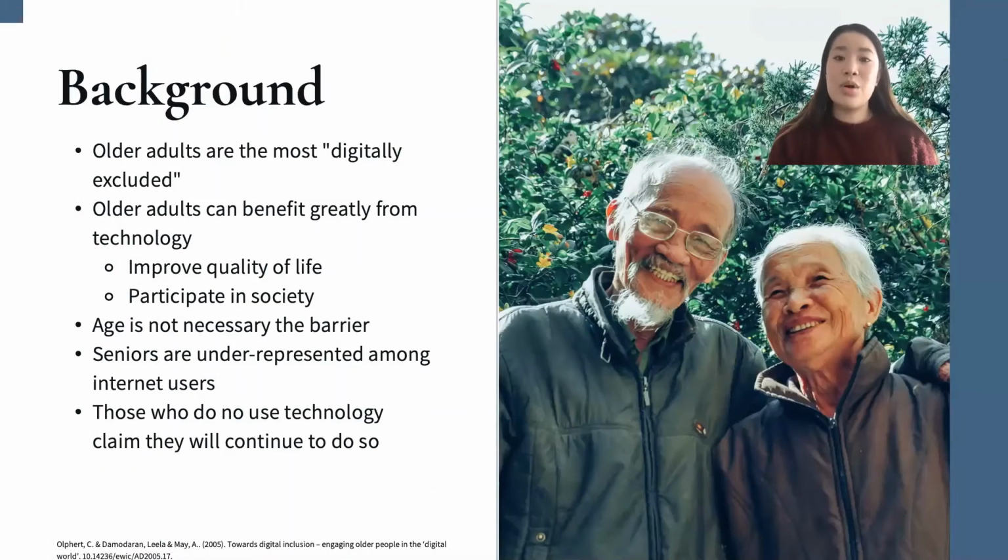To start off, older adults are one of the most digitally excluded populations, despite the fact that technology can be really beneficial to this population. For instance, it can improve their quality of life and allow them to participate in society. Researchers have also found that age is not necessarily a barrier for older adults to access technology themselves. Rather, factors such as poverty, disability or poor health, cost, skills, and social isolation are more likely to be factors that exclude older adults from accessing technology.